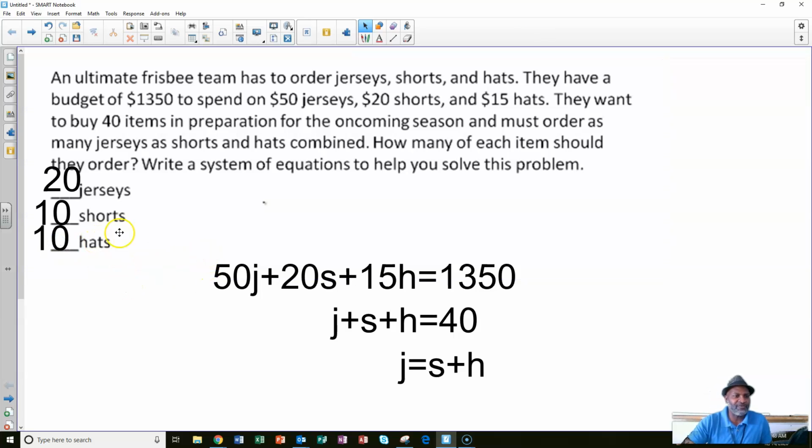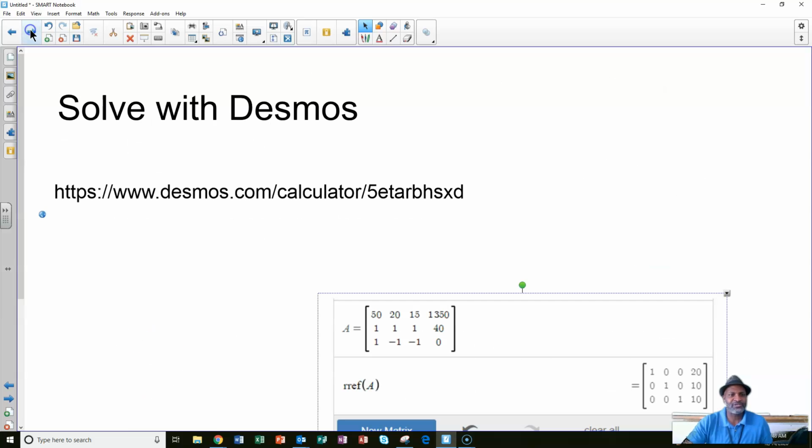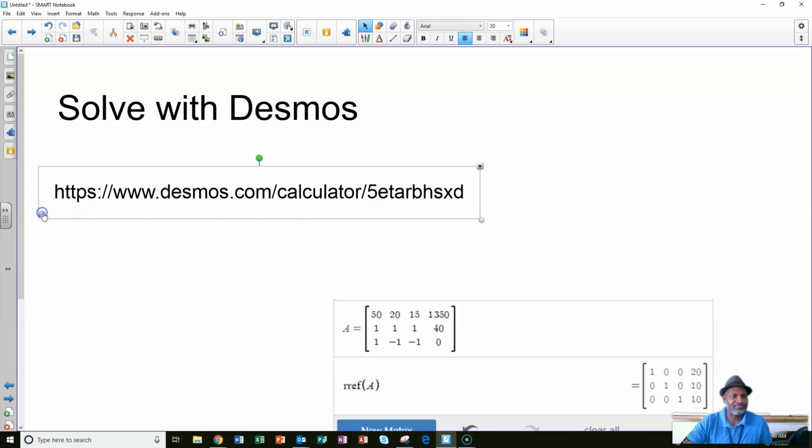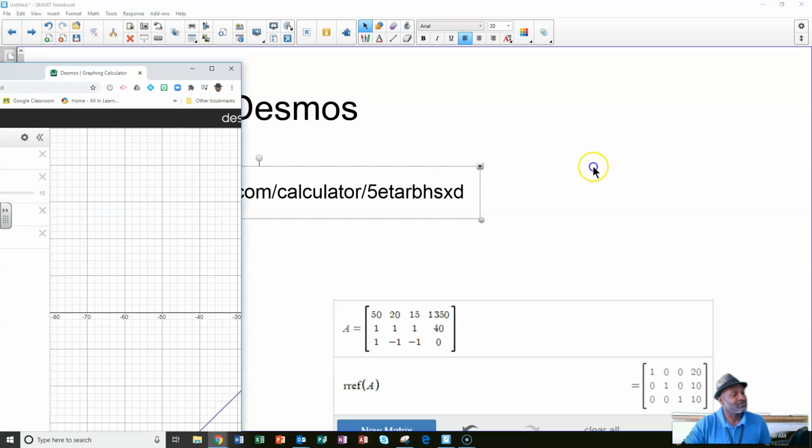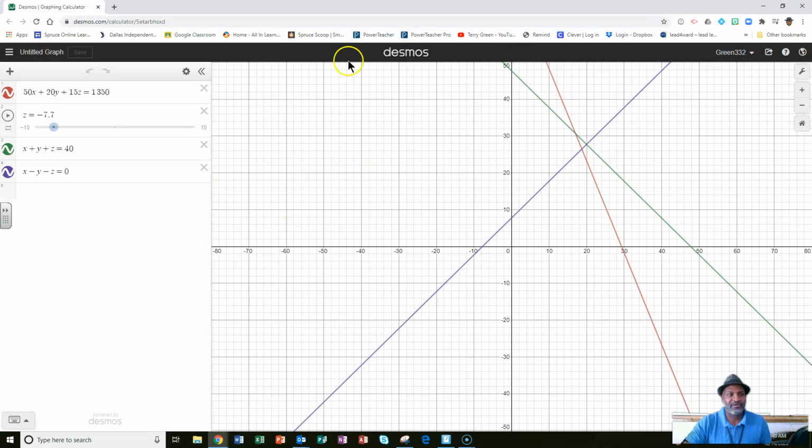Now that's solving it with substitution. Alright? Now let's look at solving it some other methods. I can also elect to solve it with Desmos. So let's go to Desmos and see what that looks like. Alright, let me go ahead and drag this over.